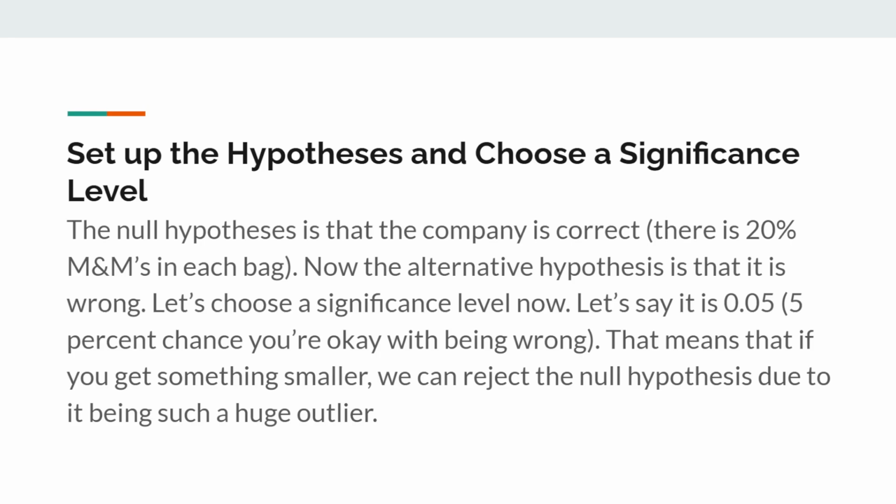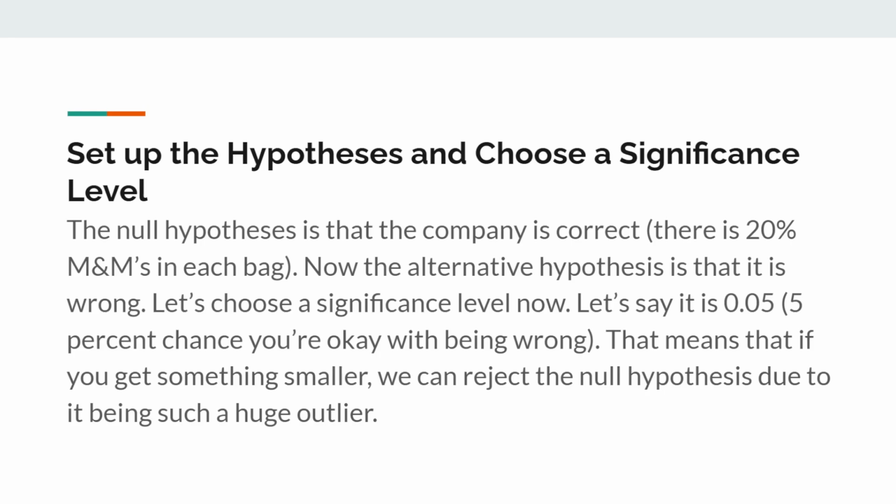And I don't like how the null hypothesis differs. Sometimes they'll assume the drug doesn't work, and sometimes they'll assume the company is correct. I mean, shouldn't the company prove that there's 20% M&Ms in each bag? I don't know. Maybe that's a question for a statistician. But I guess this is only simple statistics. So now the alternative hypothesis is that it's wrong. There's not 20%. So let's choose a significance level.